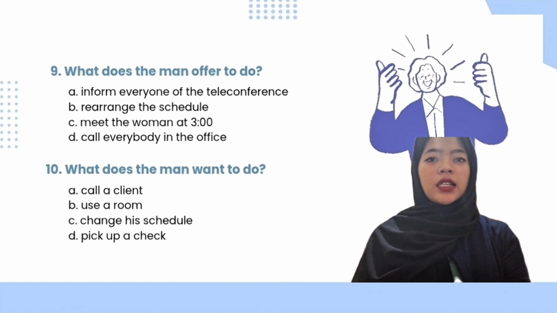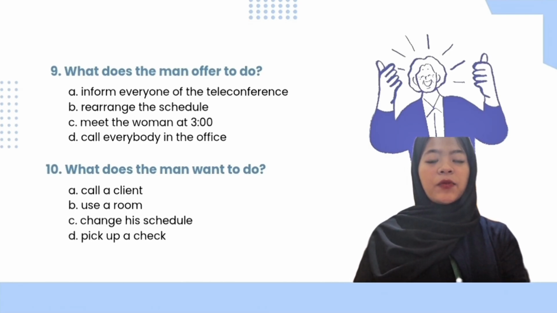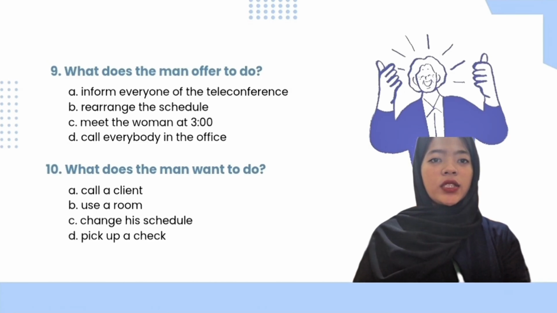The correct answer for question number 10 is use a room. We use this tip for question number 10. Identify the main purpose of the speaker. In the conversation, the man talks about needing a place for an activity. This shows his main intention, which is using a room, not calling someone or changing his schedule. So, the correct answer is use a room.